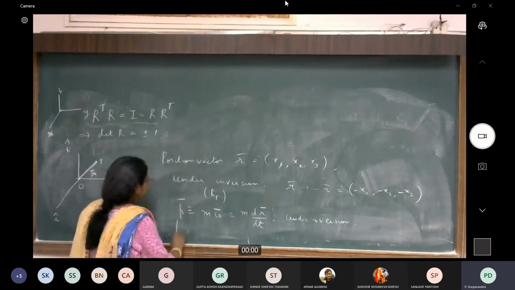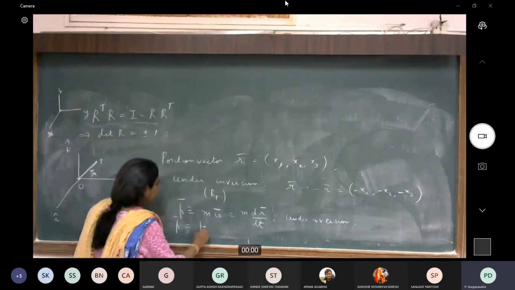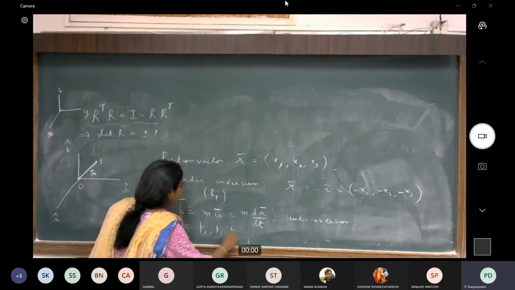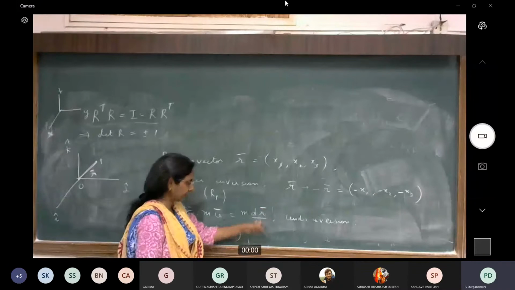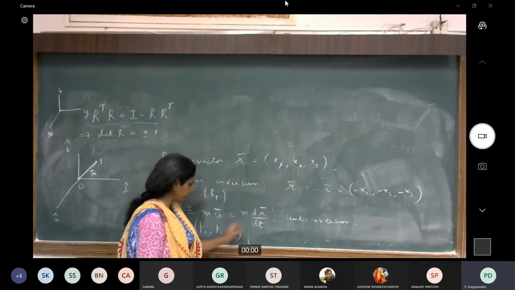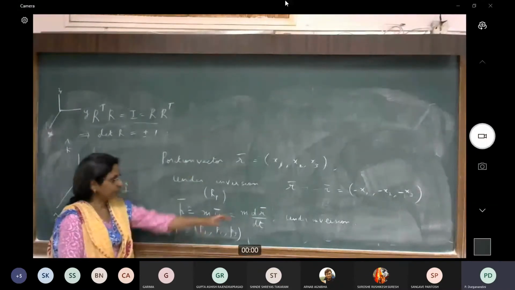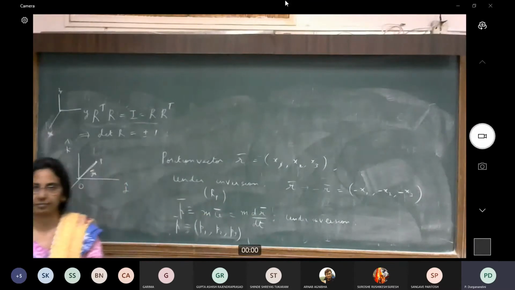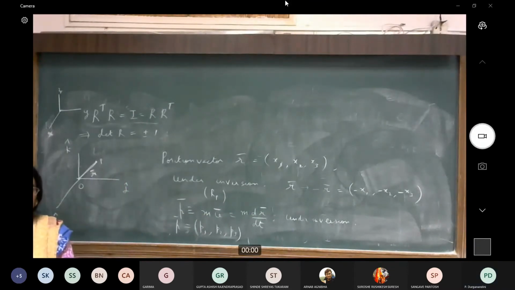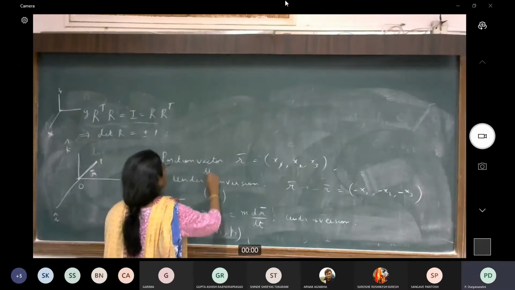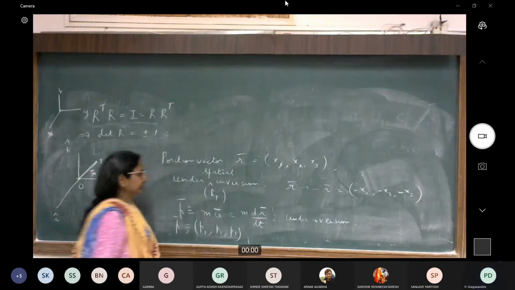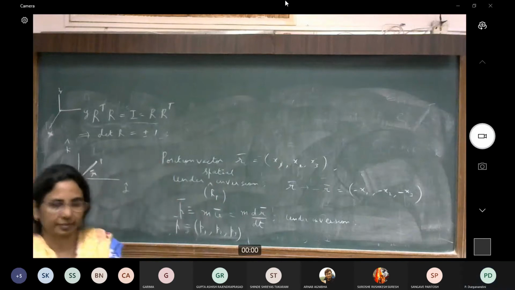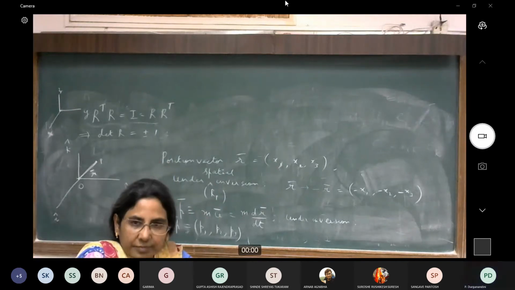Again, P has three components, P1, P2, P3. m is a scalar, V is a vector, time is a scalar, so dr by dt will transform like a vector. This has three components, it will transform like a vector. So how does this transform under inversion? And maybe I'll also put spatial inversion here, just so that you know that I'm only taking the space coordinates. Anybody wants to say?